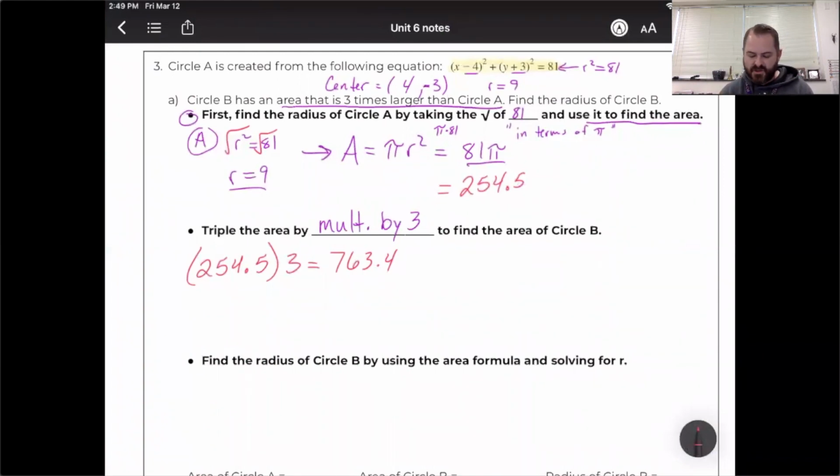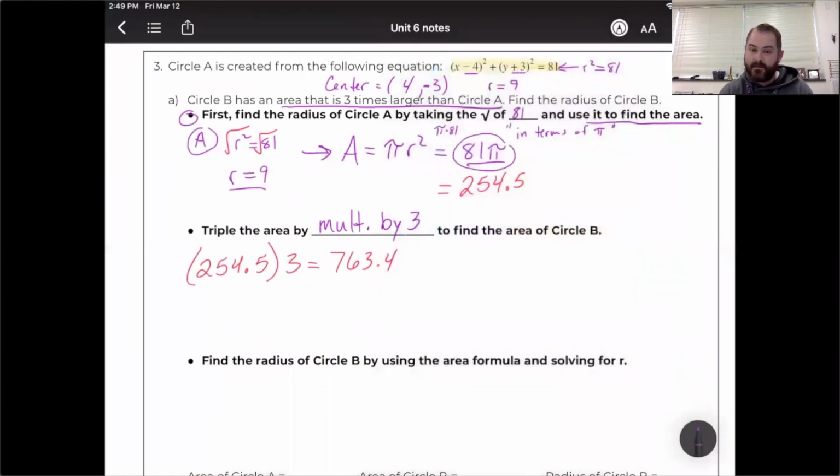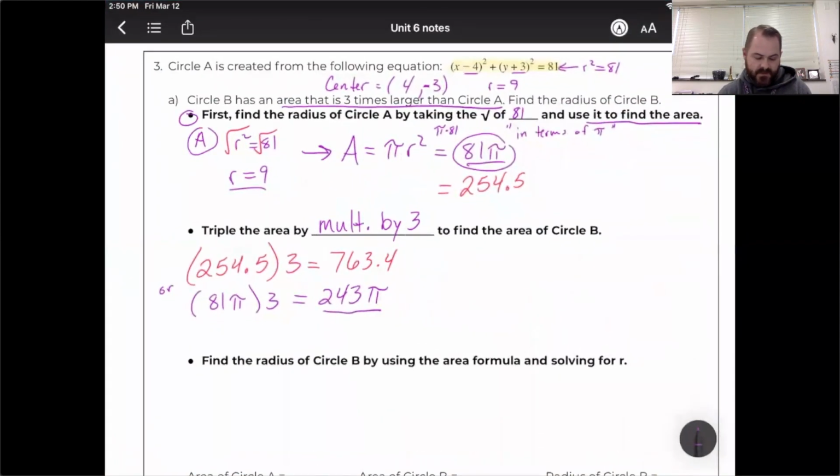Okay, but I also want to show you this in terms of pi. If I take the in terms of pi version of the answer, 81 pi, and multiply that by 3, I get 243 pi. Now, if you aren't sure about this, if I plug 243 times pi in the calculator, I get the exact same thing, 763.4. So this is equivalent to that decimal. So that's my new area of circle B.